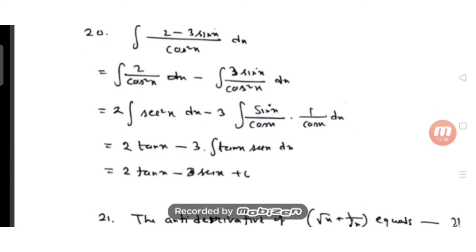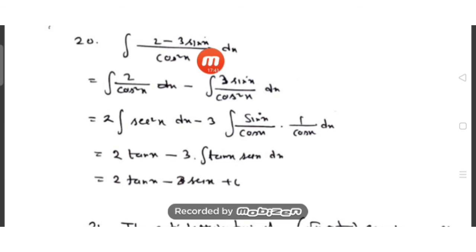Now question number 20. This is (2 minus 3 sin x) by cos square x into dx. Dividing the single expression term-wise: 2 by cos square x dx, minus 3 sin x by cos square x into dx. Easily we can write this down. 2 comes out, and 1 by cos square is sec square. If you remember the formula, these are very simple questions.